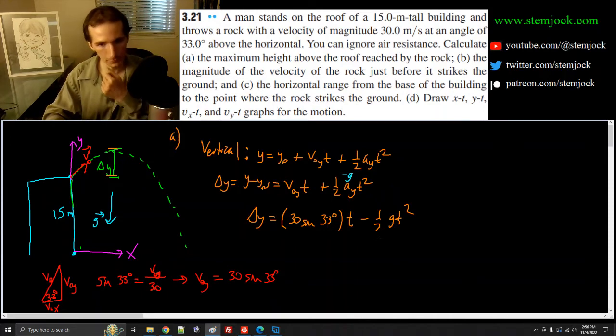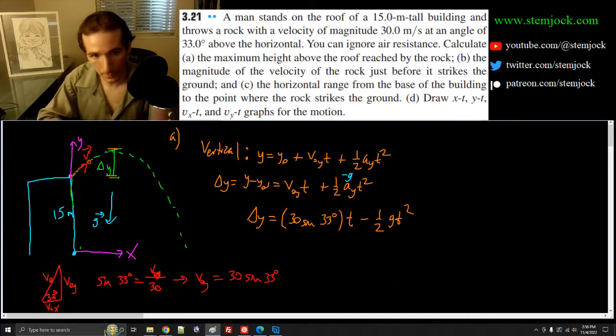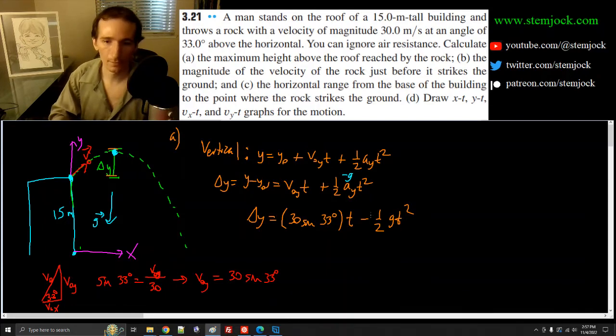So we don't know what the time is. Time t is the amount of time it takes for the rock to go from its initial position to a final position. I'm choosing that final position for part A to be at the very top. So the time to go from the roof of the building to its maximum height, that's what t represents here. We don't know what t is, so we need another equation to figure it out.